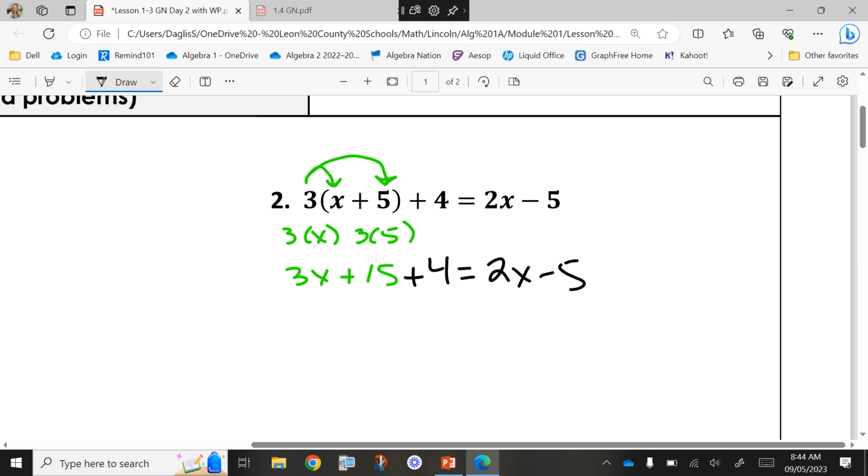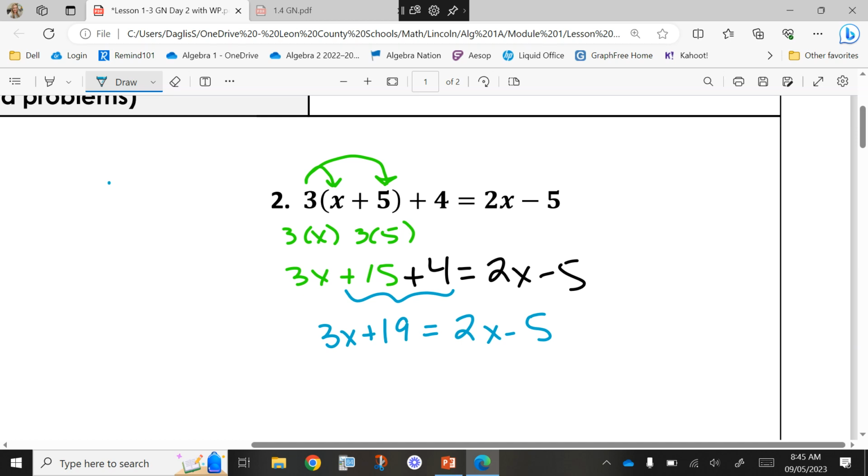Okay, so I have 3 things happening on the left. What do you want to do? Can I combine any of those like terms? Which 2? Yeah, 15 and 4. 15 and 4 gives me 19. So if I combine like terms, my left side is now 3x plus 19, but we still haven't touched this 2x minus 5. So the left side had a lot to do. There was grouping, there was multiplying, there was combining like terms.